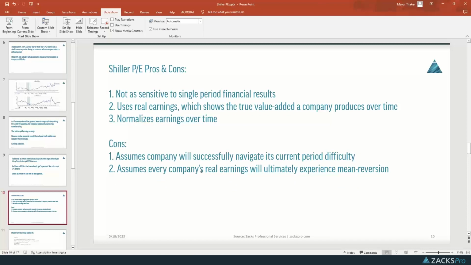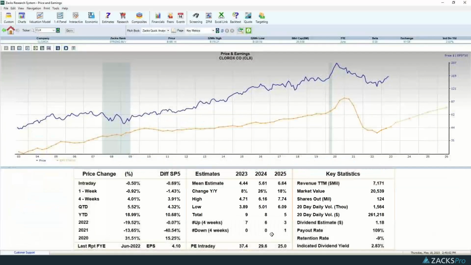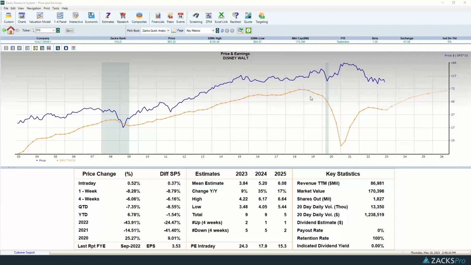It also assumes companies' real earnings will ultimately experience mean reversion. So again, we have to ask ourselves: will that company be able to navigate the current difficulty and get back to growth? A great example of a company, by the way, that's going through this is Disney. Disney's earnings are down quite a bit here. You can see this huge drop in earnings. It really started in 2019, accelerated in 2020 due to the pandemic lockdowns, and it has rebounded ever since, but the stock is very cheap now.